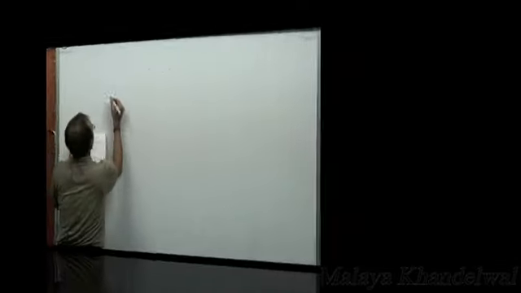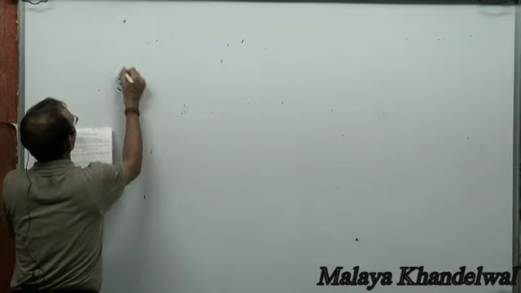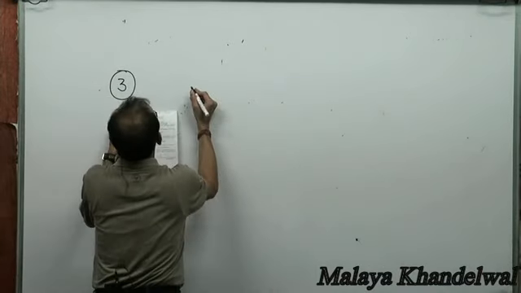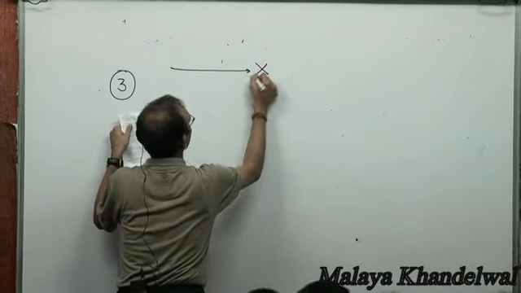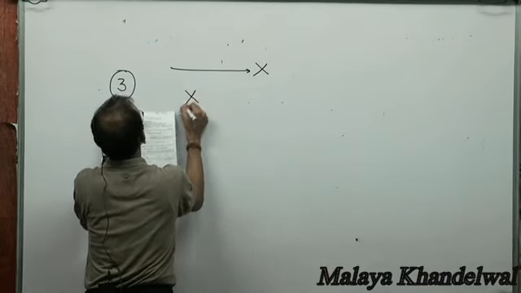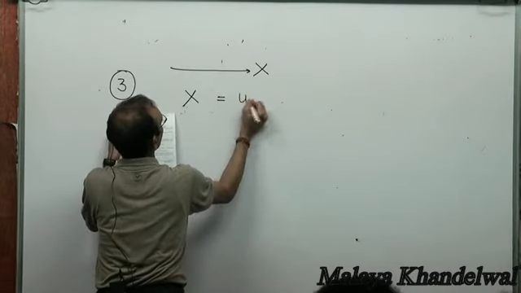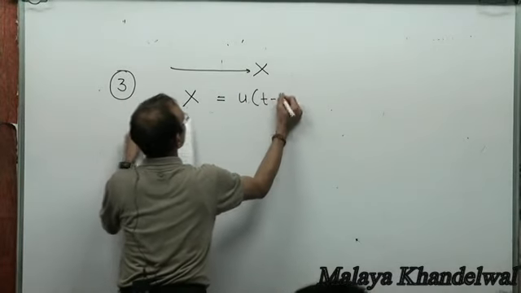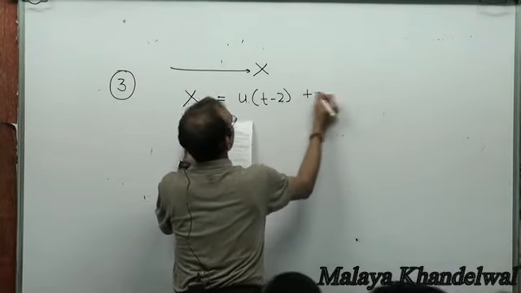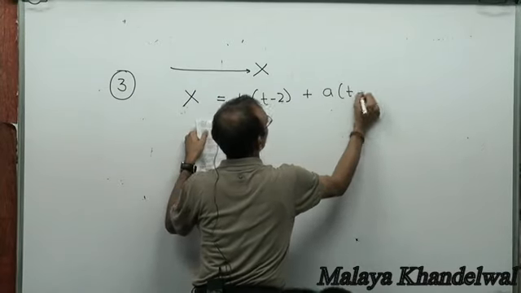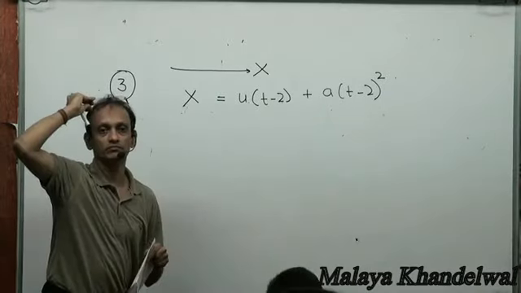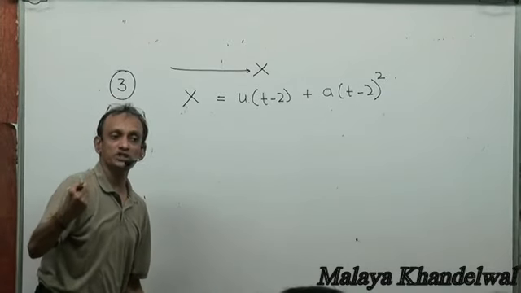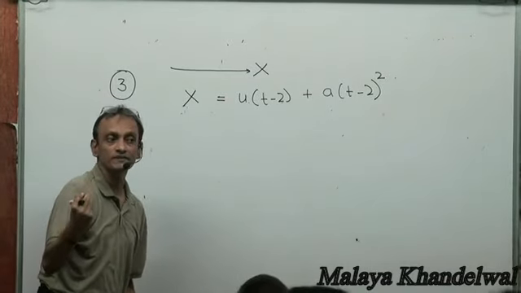Problem number 3. A particle moves along the x-axis and its x coordinate as a function of time is given by u into t minus 2 plus a into t minus 2 whole square. That's position x, the x coordinate as a function of time.